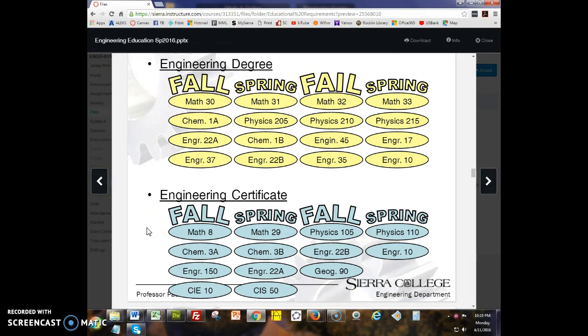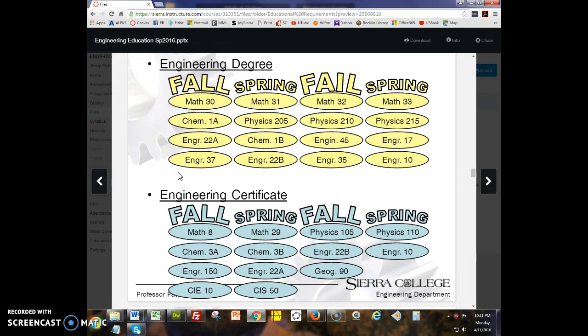So if you didn't have to take any GE, which isn't real life, but if that was the case and you were ready to take Math 30 when you started at Sierra, that's about the only way you could finish in 2 years. So here's a plan where you could finish in 2 years, but you can see that this is a 4-unit class, this I think is a 6-unit class, this is a 3-unit class, this is a 3-unit class. You don't have any room for GE.